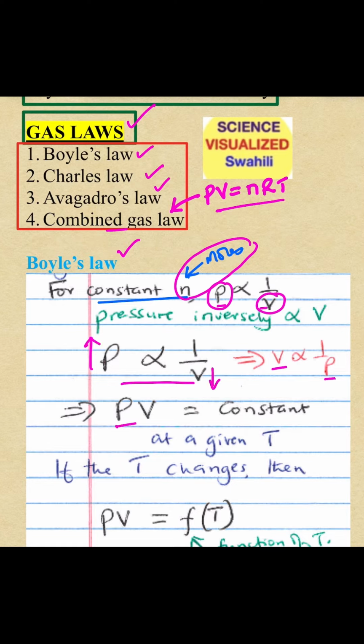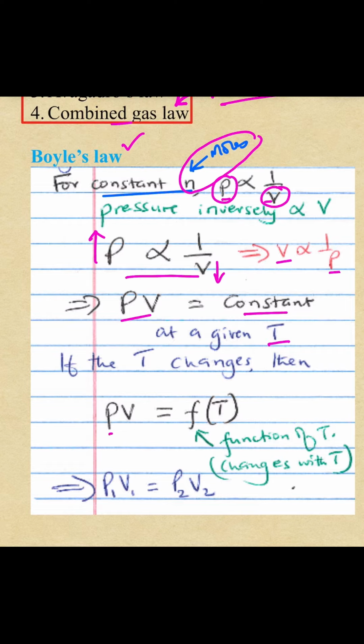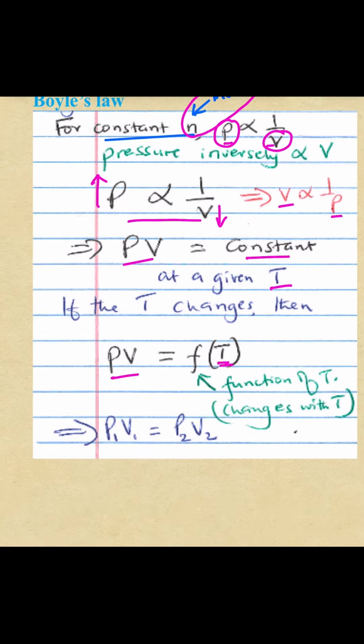In other words, you say P times V equals a constant for any given temperature. But if the temperature changes, then PV is a function of temperature. And from Boyle's law, we end up with this equation: P1V1 equals P2V2, or the initial pressure times initial volume equals the final pressure times final volume.